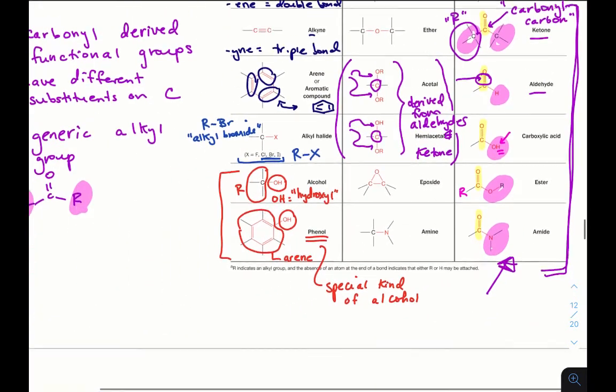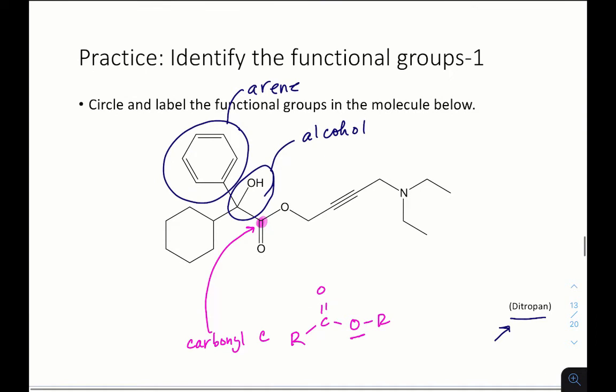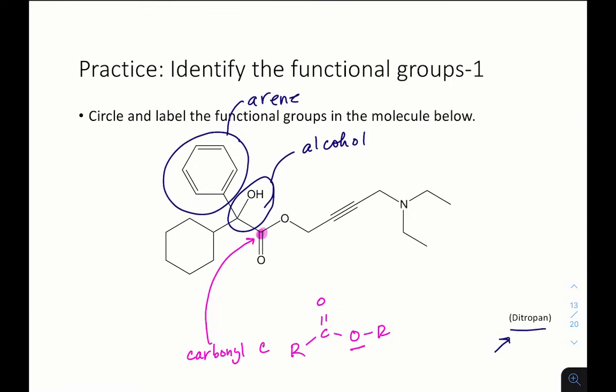And those two functional groups are going to have pretty different properties. They'll have some things in common, but other things that are different. So we want to be able to tell them apart. So we would circle this entire group, and we would label it an ester.